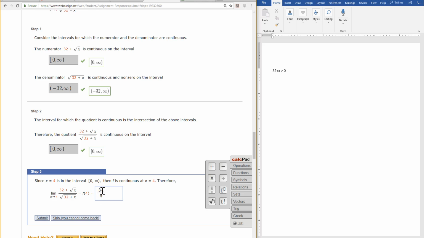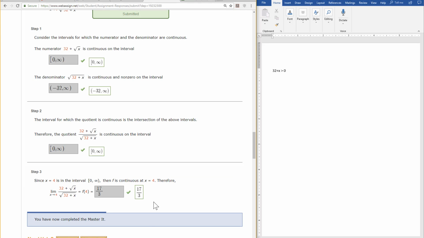I think we can reduce this. We could divide both the top and the bottom by 2. If we divide the top by 2, we get 17, and if we divide the bottom by 2, we get 3. So 17 over 3. Let's submit, see what happens.